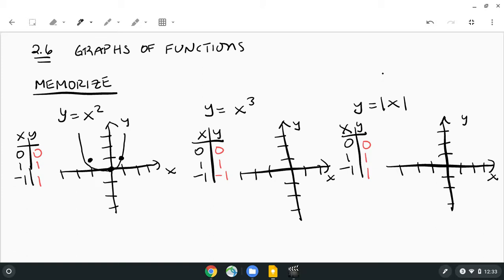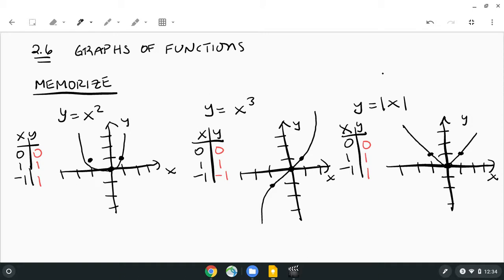And x cubed, we have a point at 0, 0, 1, 1, -1, -1. And while these 3 points here look like they're forming a line, it does not form a line. It has this sort of snake-like graph. Okay. And then absolute value, 0, 0, 1, 1, -1, 1. So we have these 3 points, similar to x squared. And here, instead of a U, we actually have a V shape.